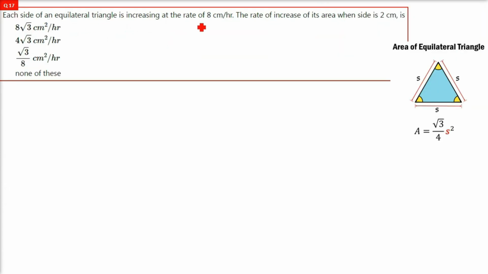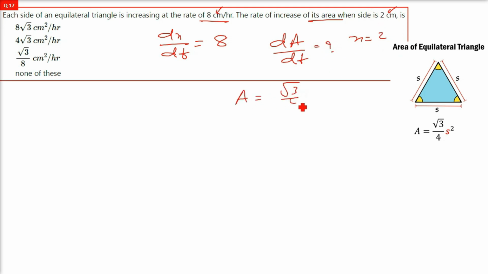Each side of an equilateral triangle is increasing at the rate of 8 centimeter per hour. Now please remember, sometimes they will give centimeter, sometimes meters, so you have to change the units. I am saying the units have to be equated, then only you follow the other things. So each side of an equilateral triangle is increasing at the rate of 8 centimeter per hour. If you assume x as the side, dx by dt is 8. The rate of increase of its area, so dA by dt has to be computed when x is 2.